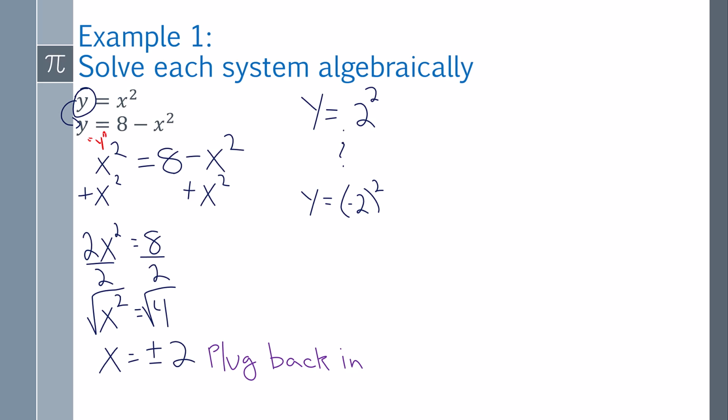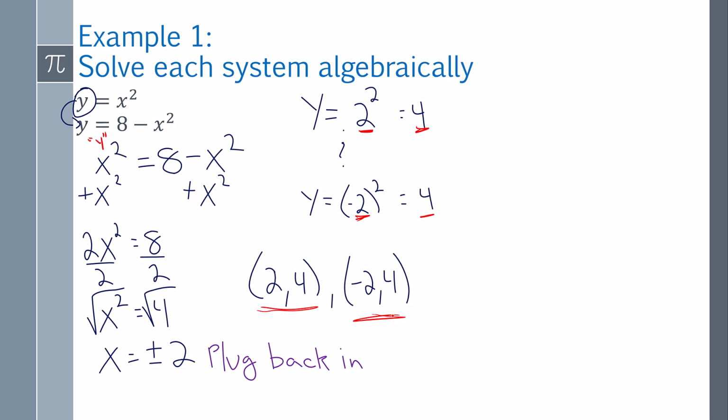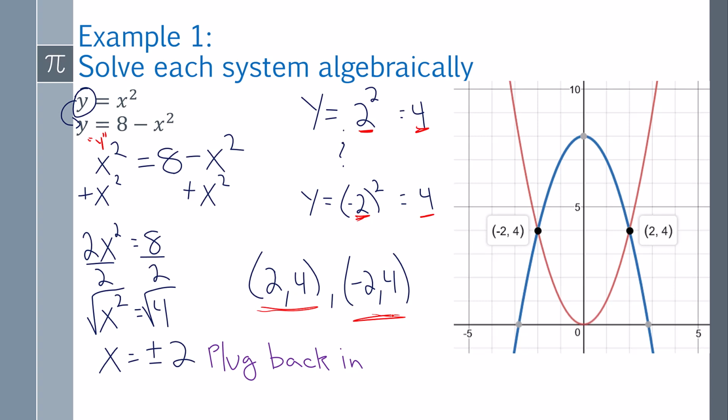And so if you do that, well, they both equal 4. Because y equals positive 2 squared, 2 times 2 is 4. Y equals negative 2 squared, negative 2 times negative 2 is 4. Now, all you need to do from there is just write them as a point. So I plugged in 2 for x, I get 4 for y. There we go. I plugged in negative 2 for x, I got positive 4 for y. There we go. Now, if I wanted to take a look at this on a graph, as you can see, we found where they intersected.